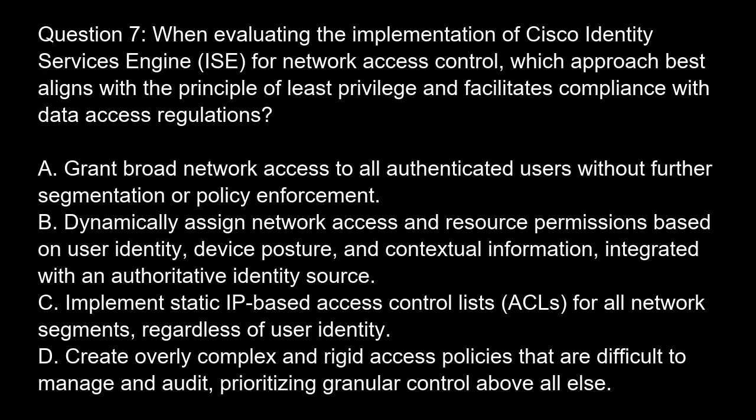Question 7. When evaluating the implementation of Cisco Identity Services Engine (ISE) for network access control, which approach best aligns with the principle of least privilege and facilitates compliance with data access regulations? Option A. Grant broad network access to all authenticated users without further segmentation or policy enforcement. Option B. Dynamically assign network access and resource permissions based on user identity, device posture, and contextual information integrated with an authoritative identity source.